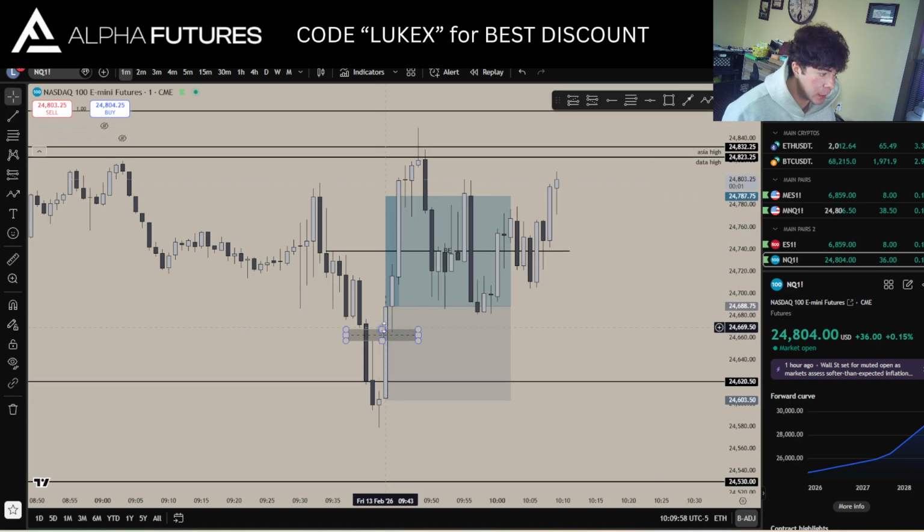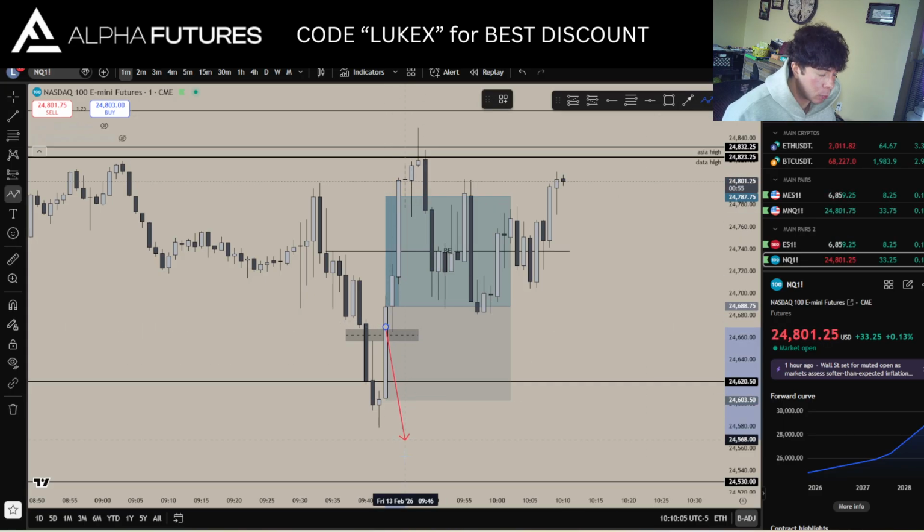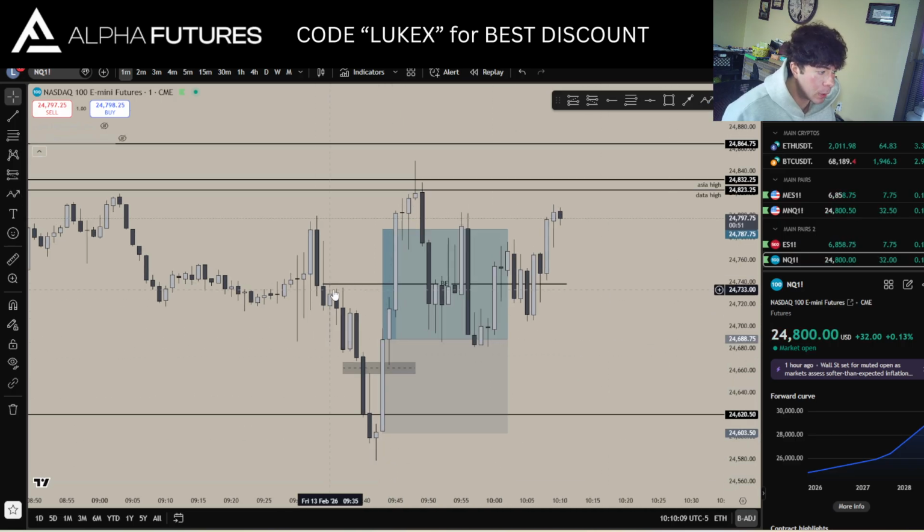So I take the entry right here off this candle, 9:43. I run my stop right below the 1 minute candle, because if price comes down below this 1 minute candle, we're probably going to dump. There's no need to put it below this low in my opinion. So I went break even at these highs right here, these 1 minute highs.